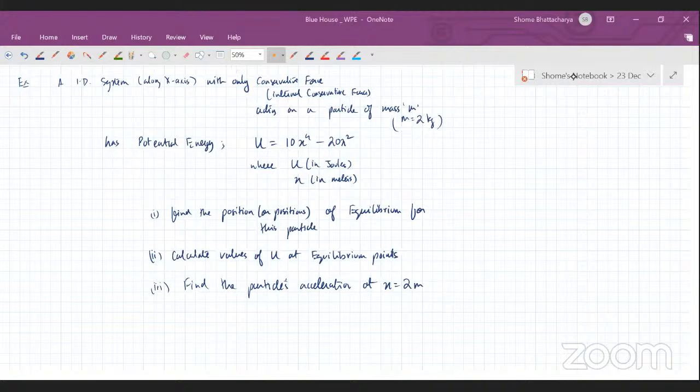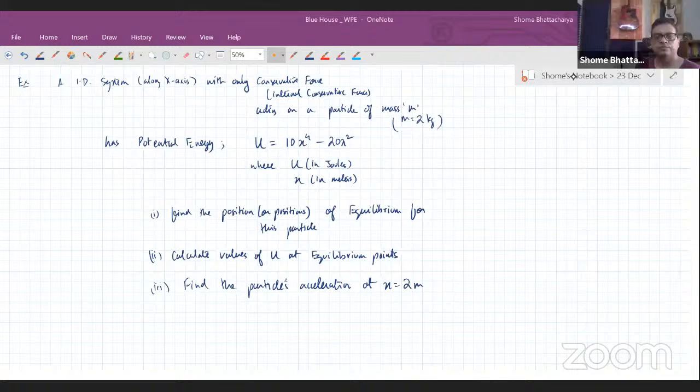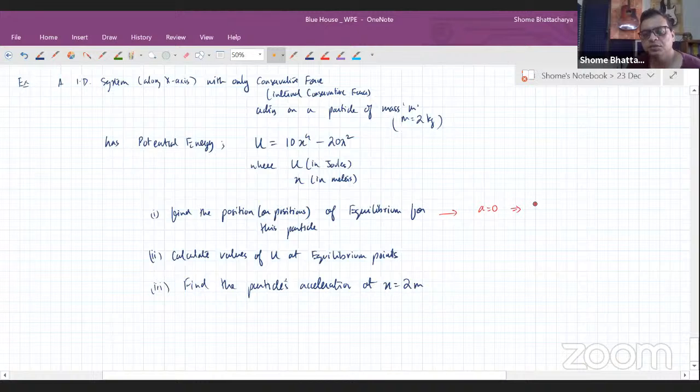Okay, people, let's look at the conclusion of this question. Yeah, very good. Let's understand the first part. So for equilibrium, acceleration has to be zero, which means the force has to be zero, which in this case means dU by dx has to be zero.